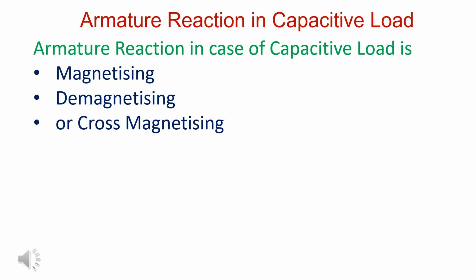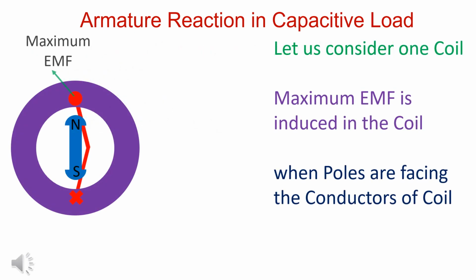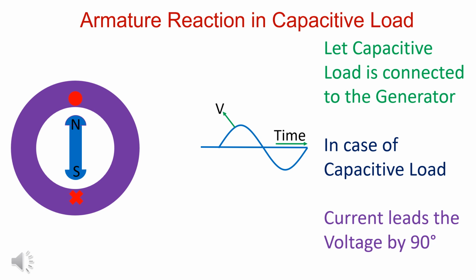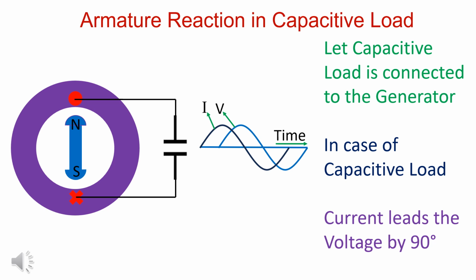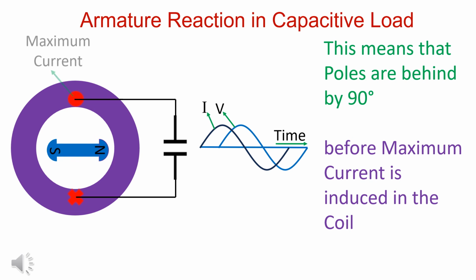Armature reaction in case of capacitive load is magnetizing, demagnetizing or cross magnetizing? Maximum EMF is induced in conductors when poles are just below conductors. In the case of a capacitive load, current leads voltage by 90 electrical degrees. That is, poles are behind by 90 degrees before maximum current is induced in the conductors.